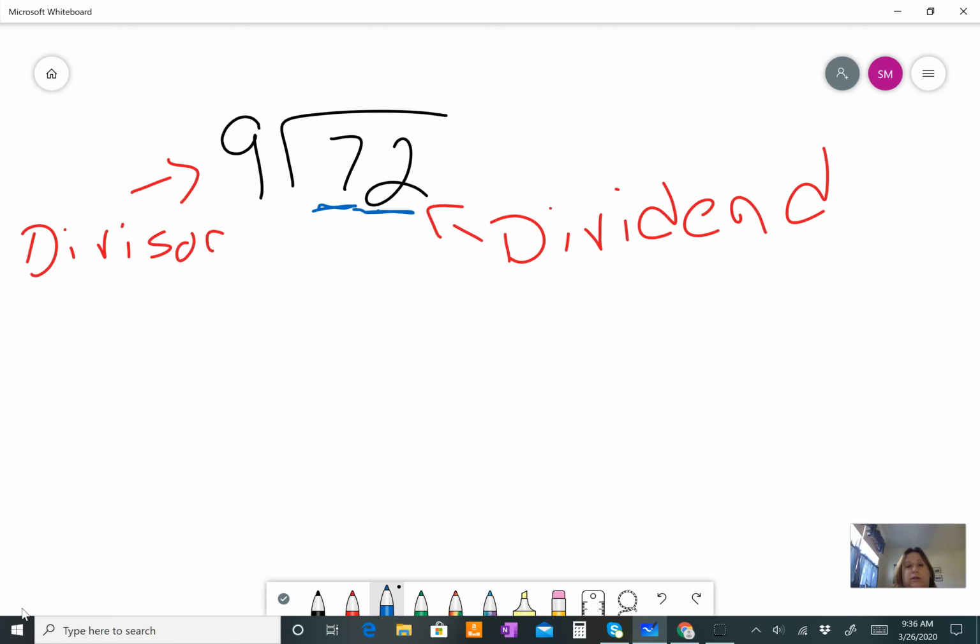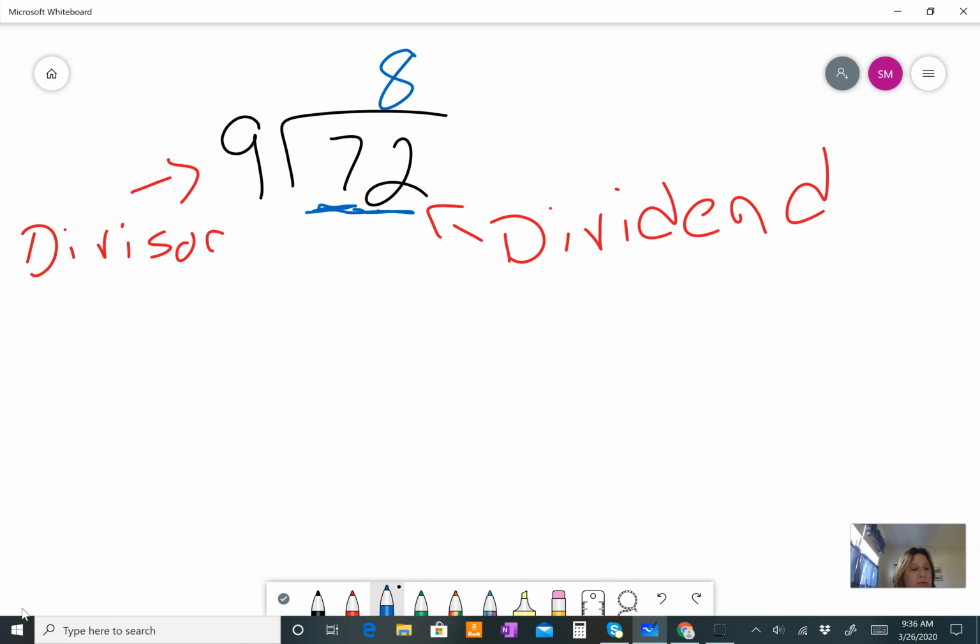So now I'm looking at the whole 72. We say, how many times does 9 go into 72? Well, this is where your multiplication tables might come in handy. If you're not sure of your multiplication facts, you can find one online. If you have a phone, you can screenshot it if you find something online. But I'm going to ask myself, 9 goes into 72 how many times? Well, I know 9 times 8 is 72. So that is my divide.